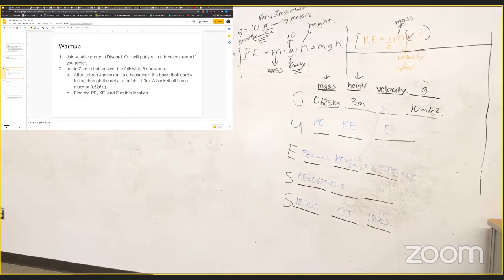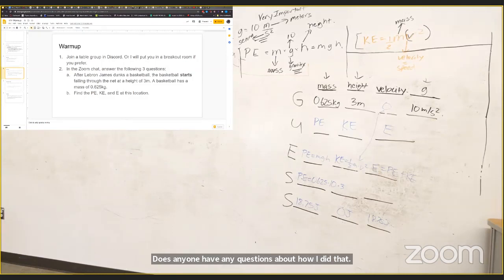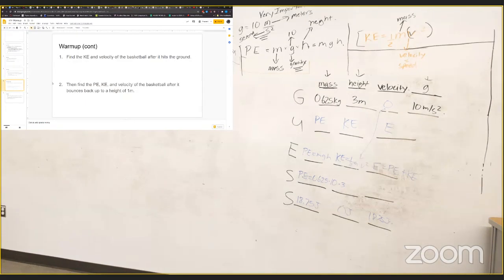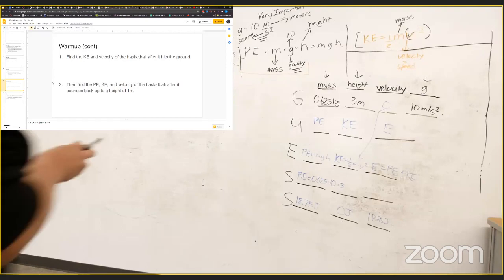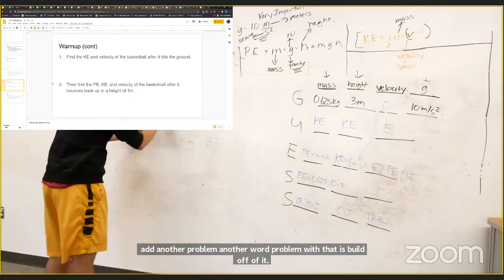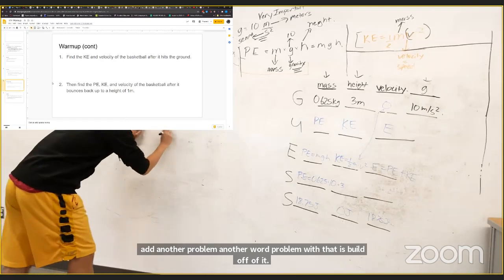Okay, so what we're going to do now is we're actually going to extend on this problem. We are going to add in another problem that's going to build off of it. So that is at the moment I first drop it. What I want to know now is how fast is it moving right as it hits the ground. This is actually a very important concept. It's something that relates a lot to a roller coaster, how fast something moves after it falls. So what I'm going to do is write down our little setup here.